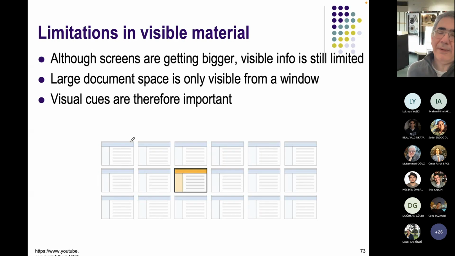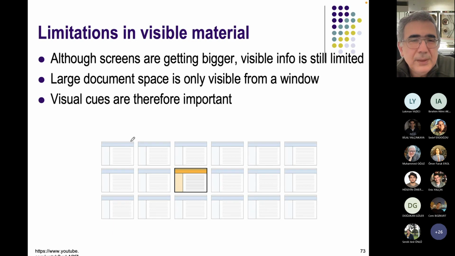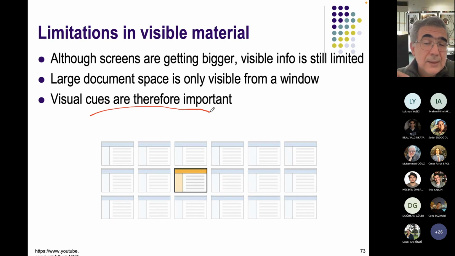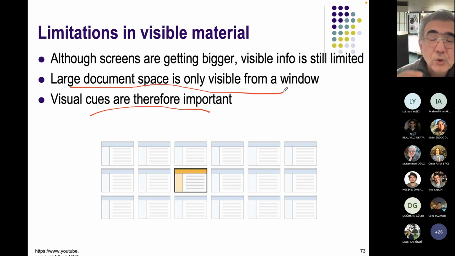In the web, we have a lot of information available, so the visible material is too much, but screens are small. Therefore, visual cues are important so that they can scroll down, up, or change pages. Large document space is only visible from the window, so scrolling cues and paging cues must be given clearly by arrows, etc.